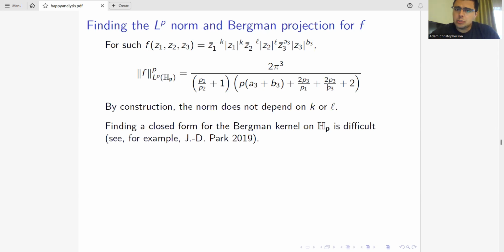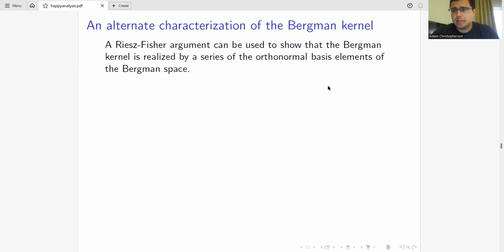Now, finding a closed form for the Bergman kernel on HP is actually a rather difficult task. That was done in large part by J.D. Park. However, the good news for us today is that we don't actually need a closed form of the Bergman kernel because we have an alternate characterization that ends up being very powerful. And let me tell you what that is.